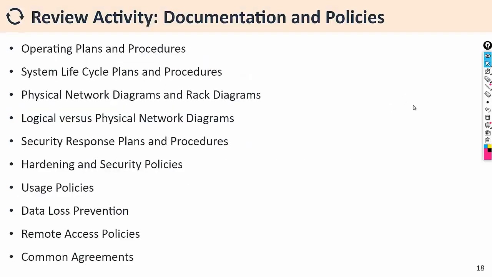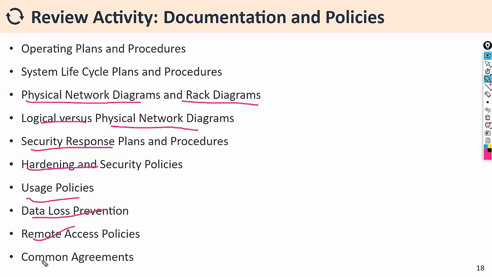So what we have covered: the operating plans, procedures, system life cycle, plan and procedure, physical network diagram, rack diagram, logical versus physical network diagram, security response plans and procedures, hardening the security policies, usage policies, data loss prevention, remote access policies, and common agreements.